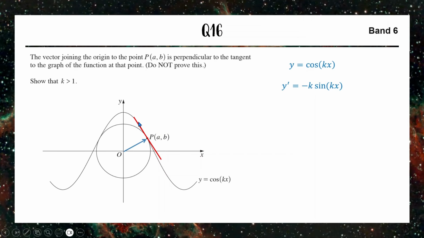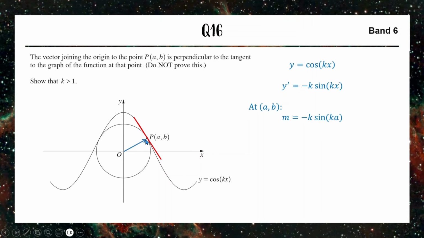Now, let's think about how we get the gradient of this red line. Well, if you sub the x value into this derivative function, it's going to give you the gradient. That's why we call it the gradient function. It's very appropriately named. So the gradient of the red line at this point, where the x value is a, the gradient is going to be negative k sine a times k. Okay, so we've got our red line gradient. Let's get our blue line gradient.